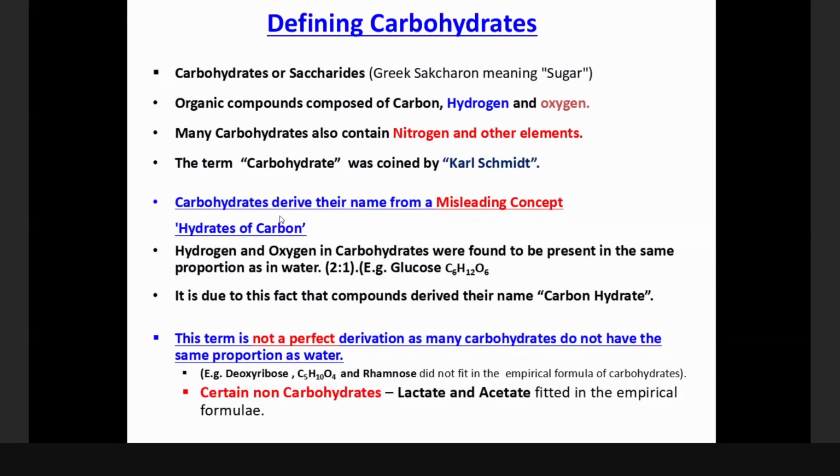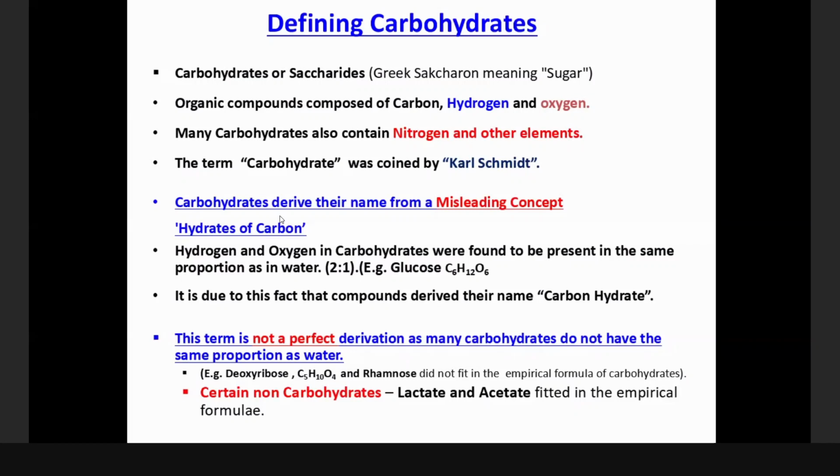Now let's go directly to the definition of carbohydrates. Carbohydrates are one of the forms of biomolecules, organic compounds which have carbon, hydrogen, and oxygen. Some carbohydrates may have nitrogen and other elements also. Carbohydrates derived their name from a misleading concept: for every carbon there is a water molecule. For example, glucose is written as C6H12O6.